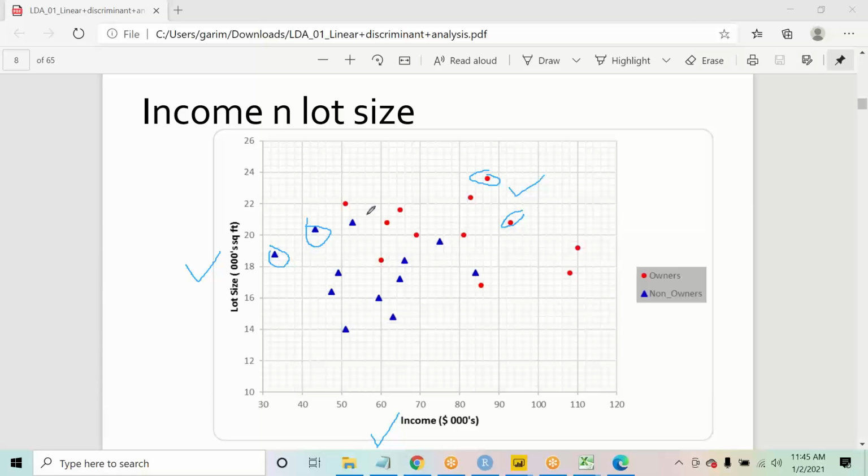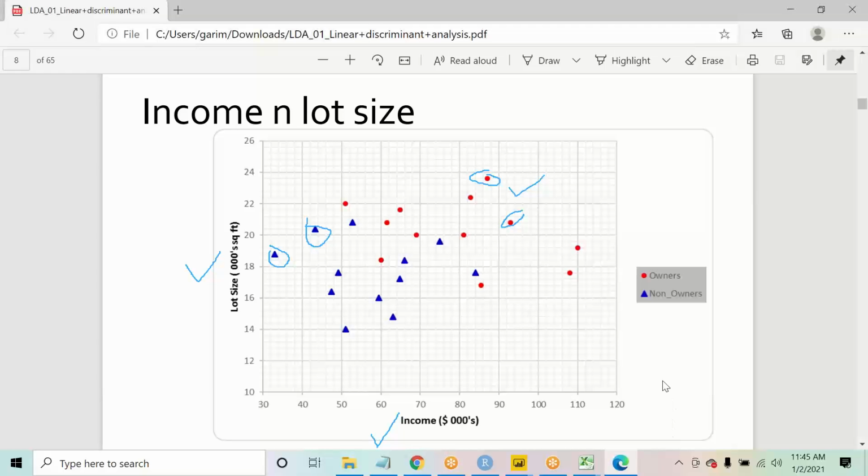Can I say that if a customer has a higher income and a higher lot size, he owns a mower? This is something that I can tell right away from this chart.